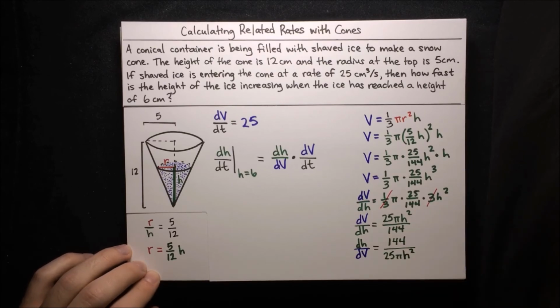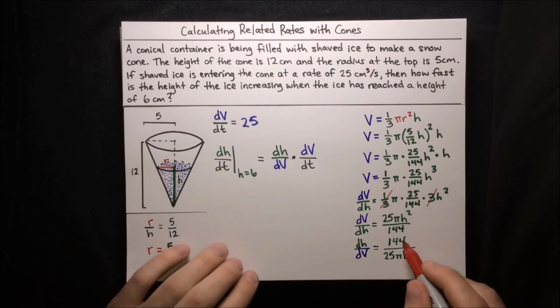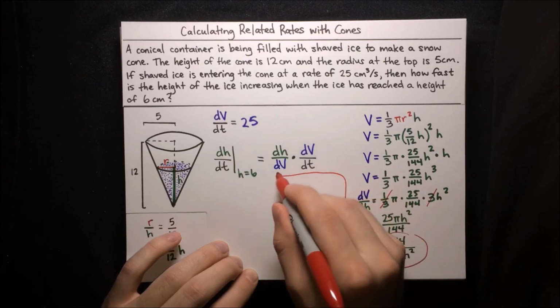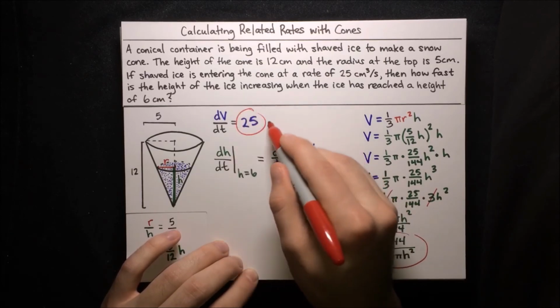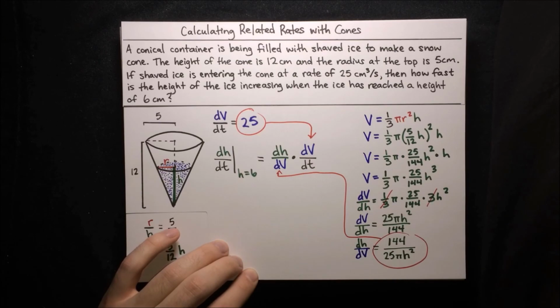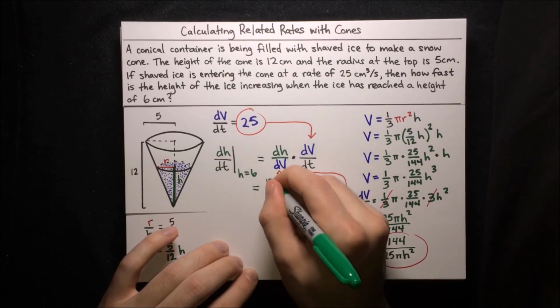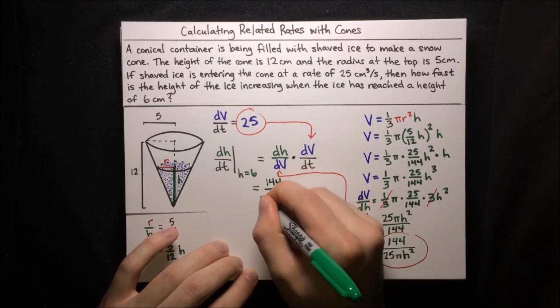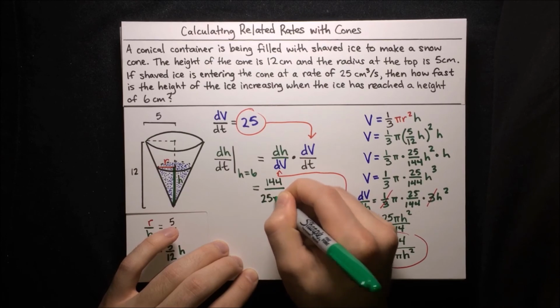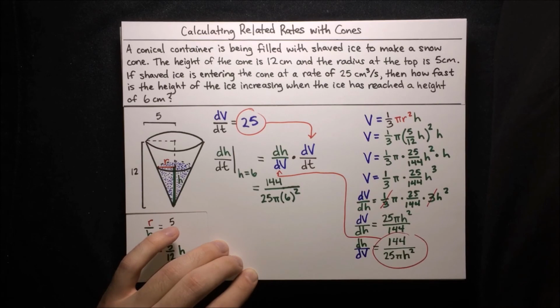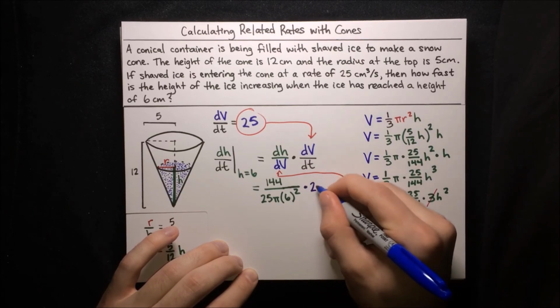Okay, great. So we've got dh/dV. Of course, we want to evaluate that at h equals 6, but we'll do that when we plug it in to our product here. So this is going in for dh/dV here, and then 25, that's going in for dV/dt. So we get that dh/dt at the moment when h equals 6 is equal to dh/dV, which is 144 over 25 pi times h squared, and h is 6 in this case, times dV/dt, which is 25.